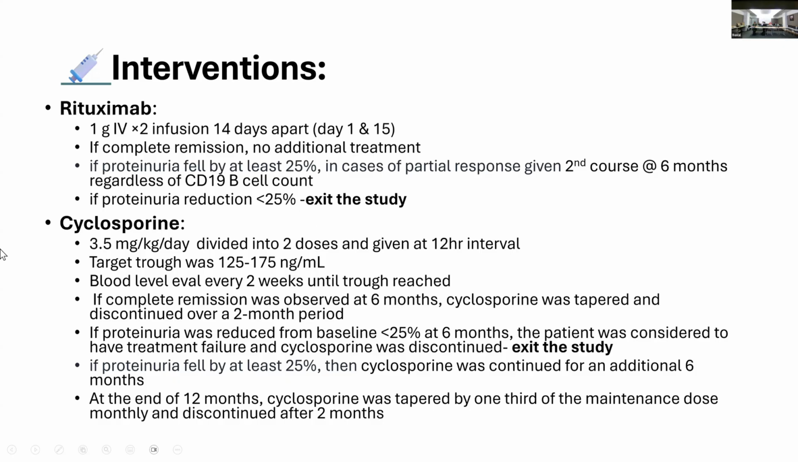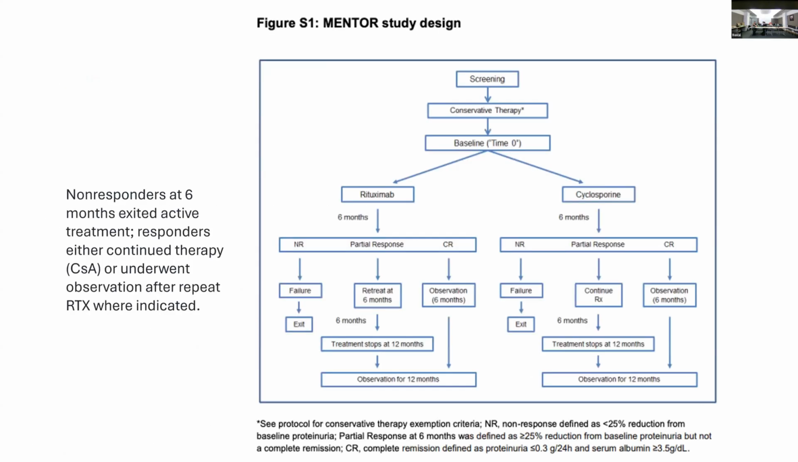And then cyclosporin, they did 3.5 milligrams per kilogram per day over 2 doses given at 12-hour intervals. Then they targeted a trough level. And they also observed whether there was remission or reduction in proteinuria, and if the reduction was less than 25%, then they exited the study. And so that was the dosing for the interventions.